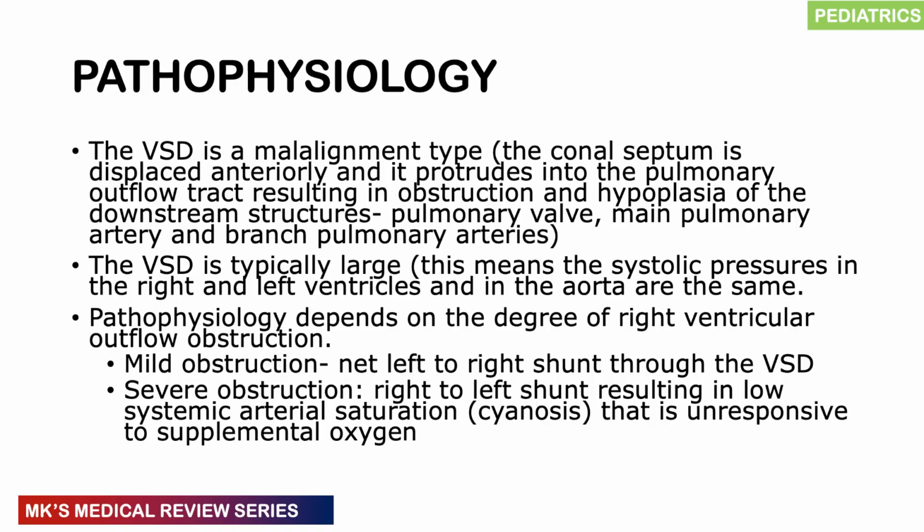is going to depend on the degree of the right ventricular outflow obstruction. If you have a patient that has a mild obstruction, generally you're going to have a net left to right shunt through the VSD, and generally there won't be much cyanosis, because the blood going to the right side is often going to the lungs for oxygenation, so they may not be cyanotic. But if there is a severe right ventricular outflow obstruction, then there's going to be a right to left shunt, resulting in low systemic arterial saturation, which is cyanosis essentially, and it's going to be unresponsive to supplemental oxygen.